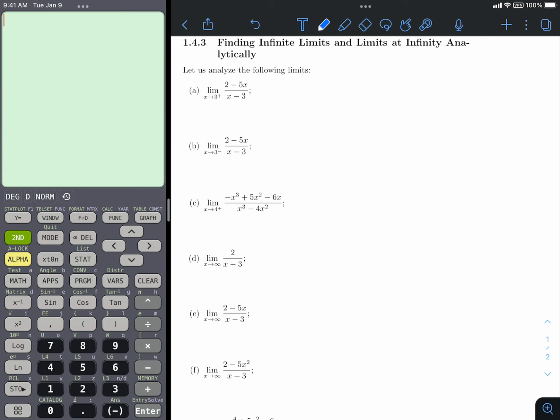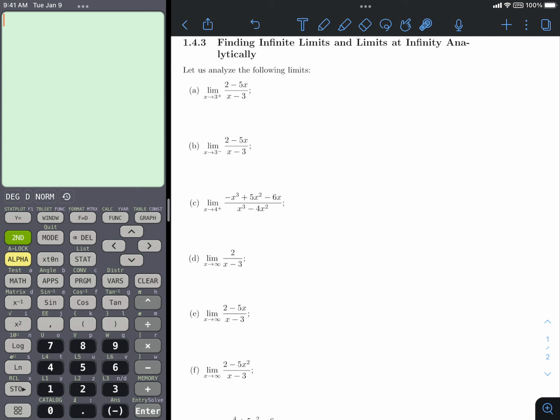So let's try and understand what happens with limits that we need to calculate. And let's try and come up with techniques to calculate infinite limits and limits at infinity without having to plug in x values into a calculator every single time. So let's first see what happens with this one limit, (2 minus 5x) over (x minus 3) when x approaches 3 from the right. Immediately you can see that the bottom of this limit is going to be 0 because x is going to be very, very close to 3, but bigger than 3.